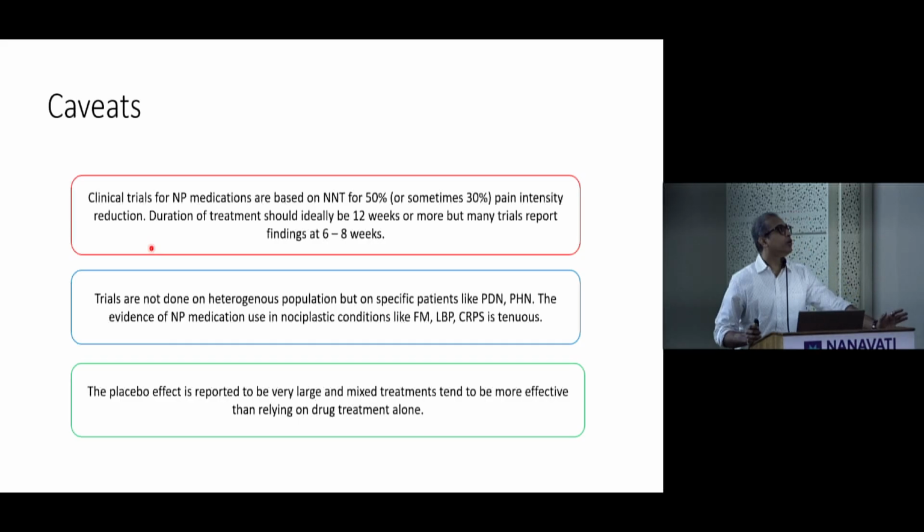There are few things that we need to know when we are using neuropathic pain medications. All the trials are done on numbers needed to treat. Because of that reason, you can see that the trial endpoint is generally 30% or 50% pain reduction. It's never more than that. The duration of treatment, most of the trials don't go up to 12 weeks, which is actually required for a drug trial to be deemed successful for neuropathic pain. It's done much lesser than that, so be aware of these kind of things.